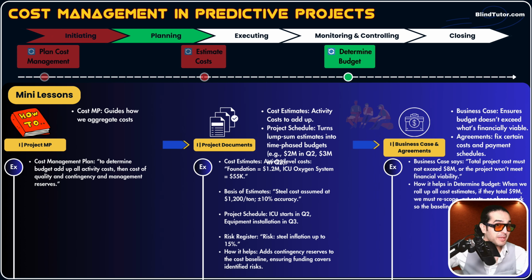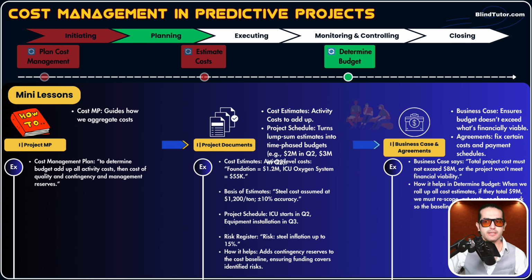Okay, this statement is mentioned in the business case. So how does this statement from the business case help us in the determine budget process? When we roll up all of the estimates and costs, if the total budget, for example, is 9 million, exceeding the amount mentioned in the business case, we need to take some actions. We need to, for example, cut scope. We need to cut some costs because the project's cost shouldn't exceed the amount mentioned in the business case. That's why reviewing the business case and looking at that number, that limit, is super important.